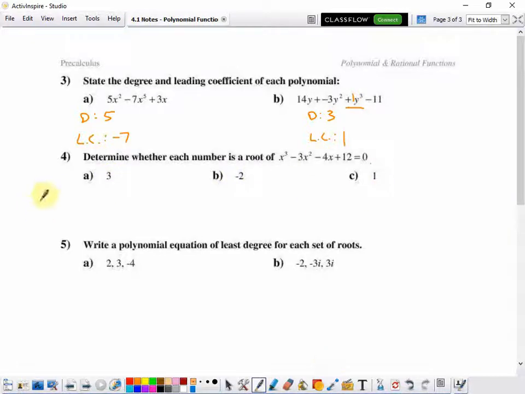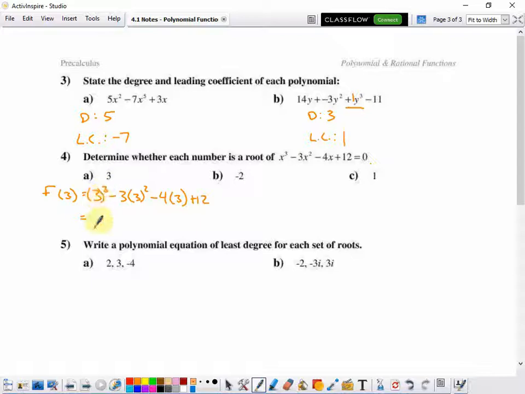So here's how we find out. We evaluate f of 3. So that would be 3 cubed minus 3 times 3 squared minus 4 times 3 plus 12. If 3 really is a real root of this equation, then when x is 3, which is what we put in here, then y should be 0, because that would be an x-intercept.